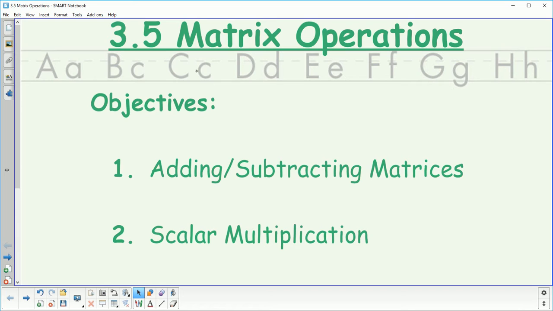So first thing, we will introduce what a matrix is, which is probably something new to you. And then we'll talk about how we add and subtract matrices and how we do something called scalar multiplication, which is different than multiplying two matrices together. And you'll see that in a minute.